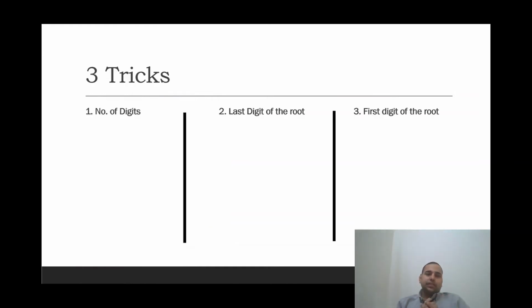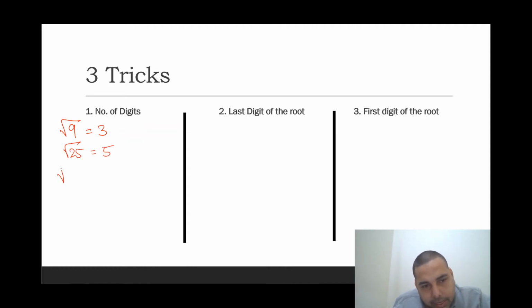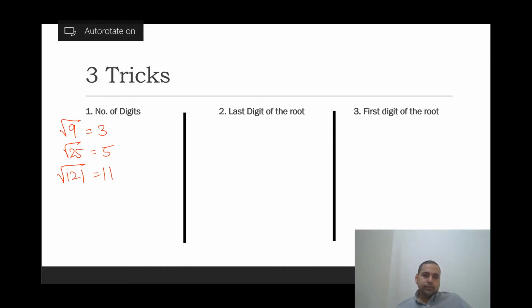So what are the tricks? What are the tricks that I can use to solve these kind of questions? First of all, based on how big my number is, I can actually figure out how many digits would be there in my square root. So it's a very simple trick, right?